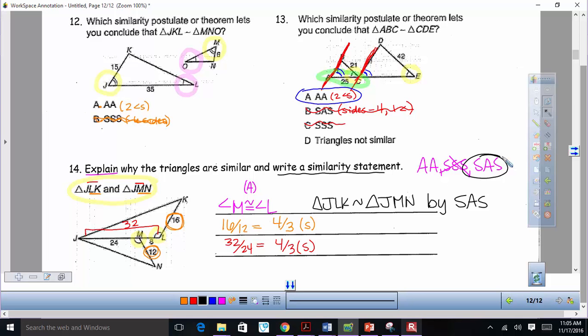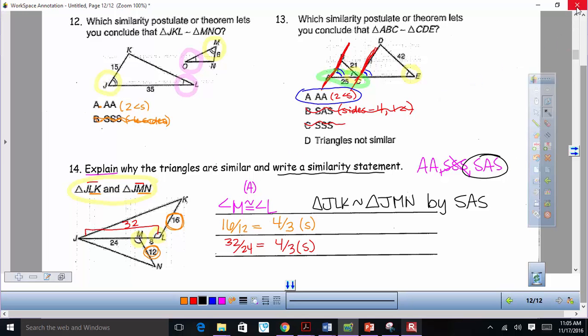Yes? What's your question? Okay. You want to show, if it's angle, angle, you show the two angles. If it's side, side, side, you show the three sides. And if it's side, angle, side, you show the angle and the two sides. Does that make sense? Because you will have problems like this tomorrow. Yes? You have to explain, and explaining is showing.